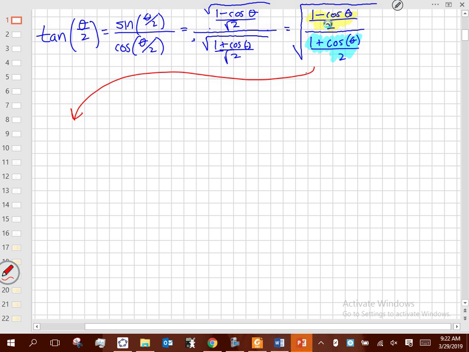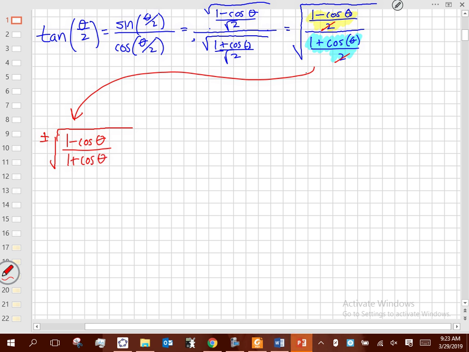But in this case, because the denominators are the same, that process is ultimately just going to cancel those out and leave you the yellow numerator over the blue numerator, right? That's the shortcut when the denominators are the same. So what that leaves me with now is 1 minus cosine theta over 1 plus cosine theta. That's the tangent of theta over 2.